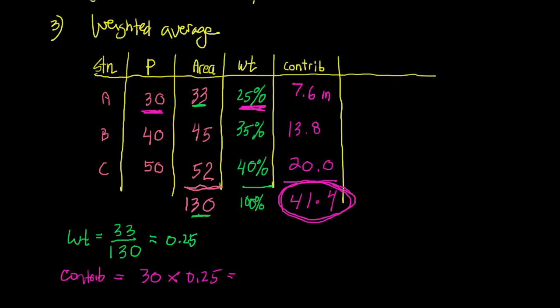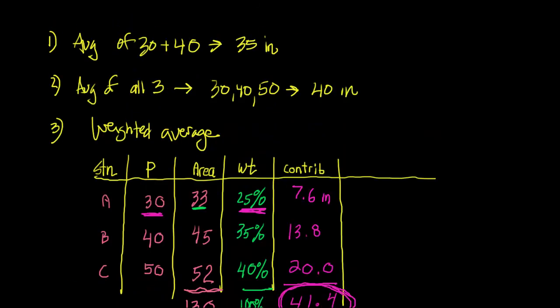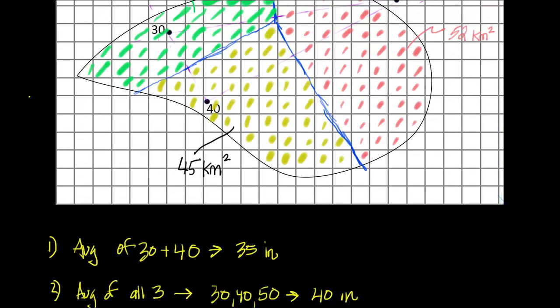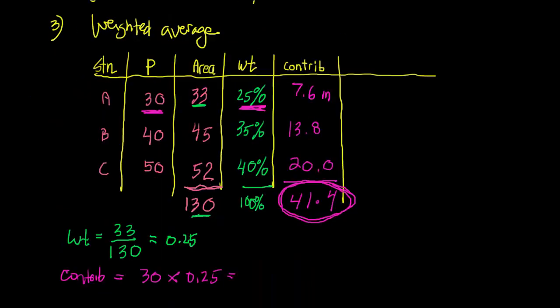You can see it differs a little bit from the others. If I averaged all three, I think I got 40, and if we just averaged the two that were within the watershed, we got 35. But the best estimate, which takes into account the distribution of the areas served by the stations, or rather the areas of influence around each station, is the weighted average, and the weighted average in this case is 41.4 inches per year.